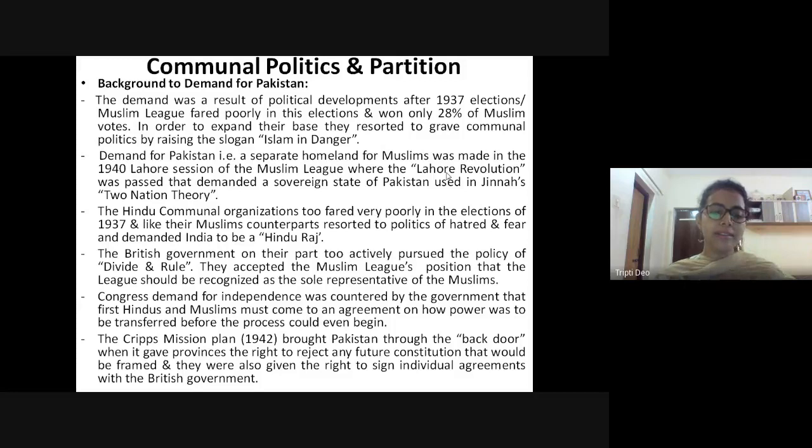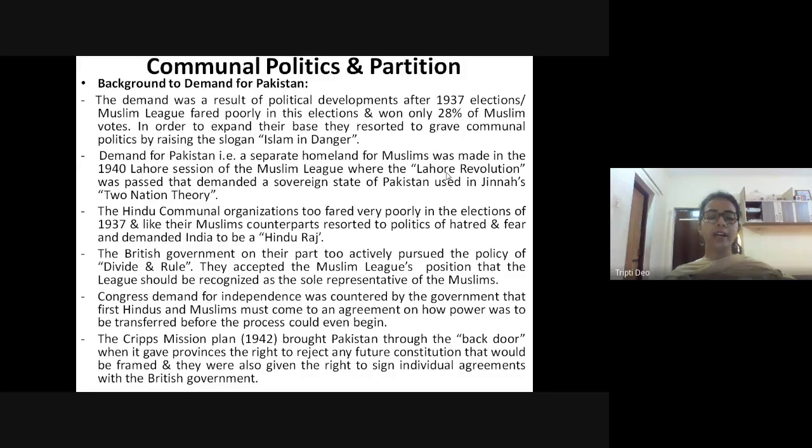So I have about 6 points in this particular slide. The demand was a result of political development after the 1937 election. So there's a lot of detail that I'm going to just read. You can just understand while I'm reading. I'm not going to explain too much because there's a lot of event details and description. So let's try and relate these events together.